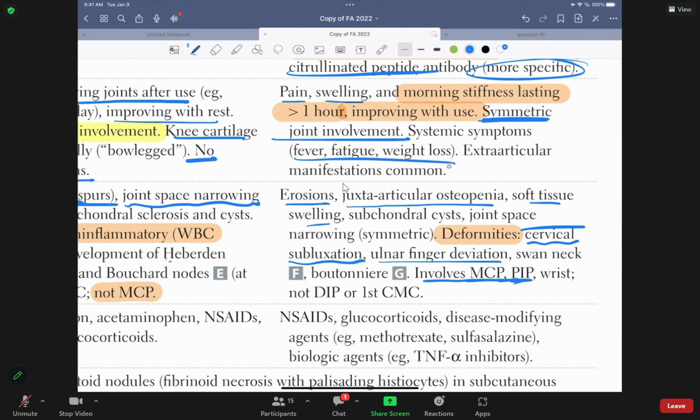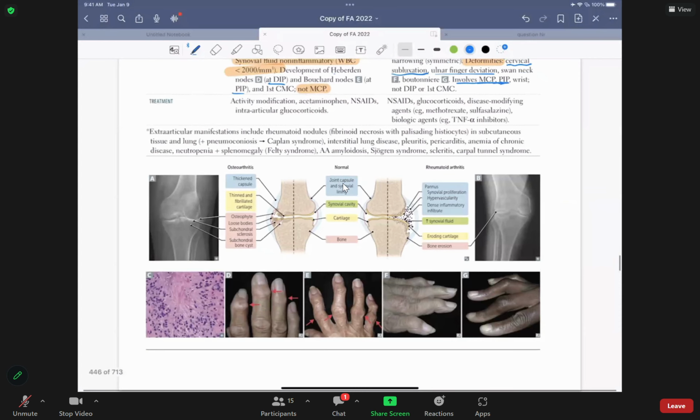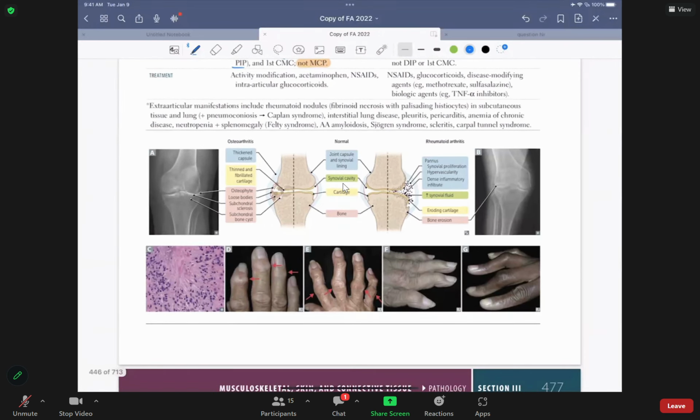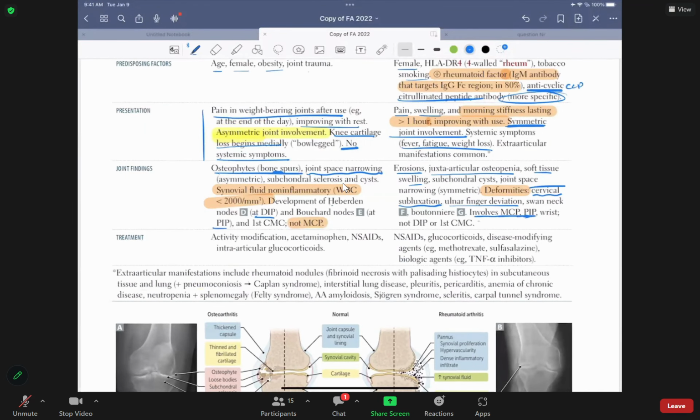Ulnar deviation, folks, okay? You could see a picture here. Maybe not this one properly, but that's ulnar deviation. Look at this. It goes in kind of this way. This is ulna, this is radius, okay? That's how you want to keep it. So ulnar, and also remember, this involves MCP and PIP, no DIP here. So that's a differentiating factor. So that's your osteoarthritis and rheumatoid arthritis.